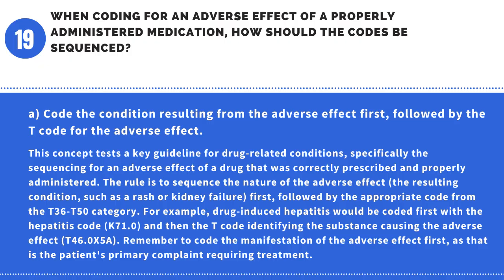For example, drug-induced hepatitis would be coded first with the hepatitis code, K71.0, and then the T code identifying the substance causing the adverse effect, T46.0X5A. Remember to code the manifestation of the adverse effect first, as that is the patient's primary complaint requiring treatment.